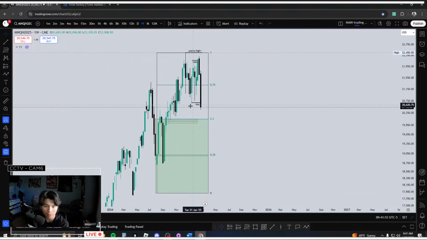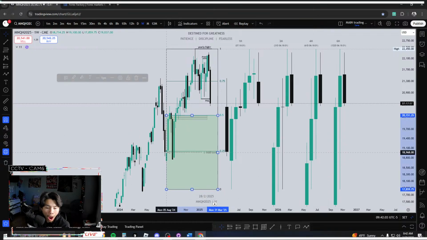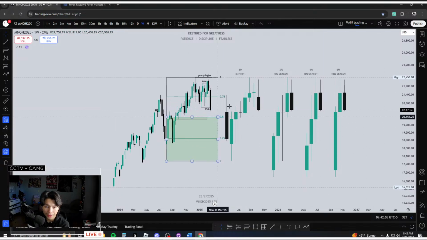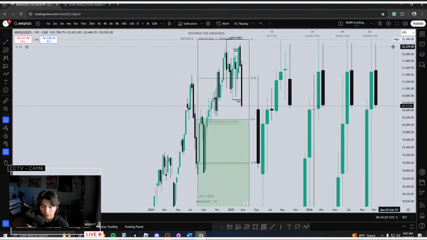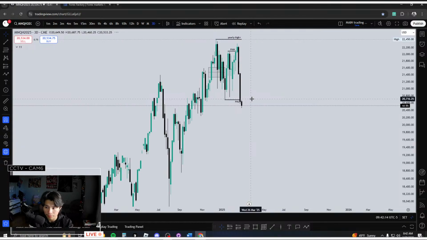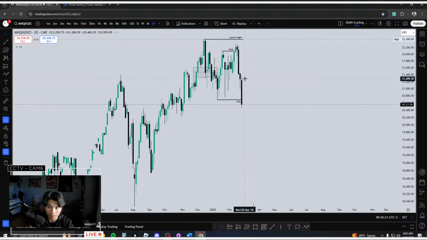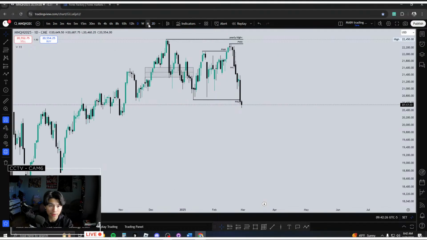But yeah, I want to see us retrace back inside the discount of this dealing range. It's a monthly dealing range and a weekly dealing range. Entry pattern could be this daily four write-up. Completed the 3-day objective, 2-day time frame. About to close here on this 2-day time frame soon.